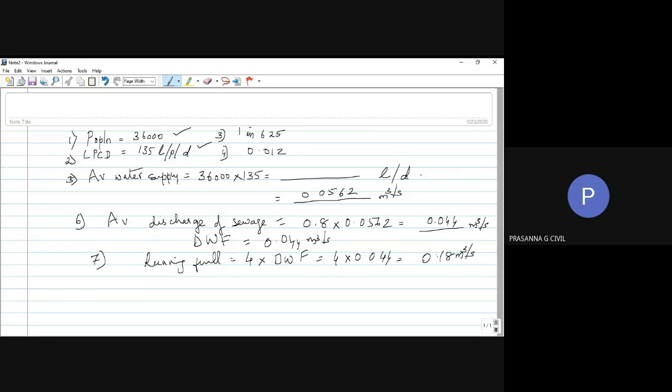Okay. Now you are having Q. And you know the relationships between Q, A, and V. And they have asked you to give the velocity. Kindly find out the velocity and give me the answer.